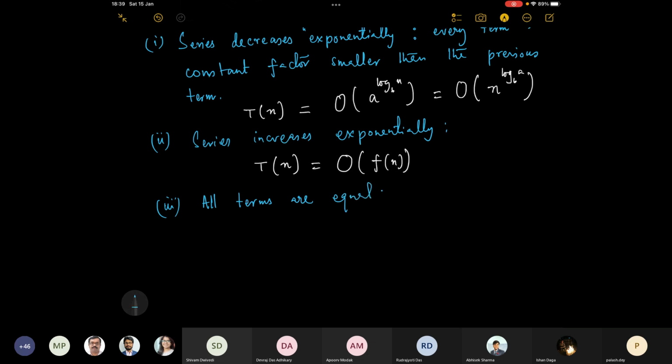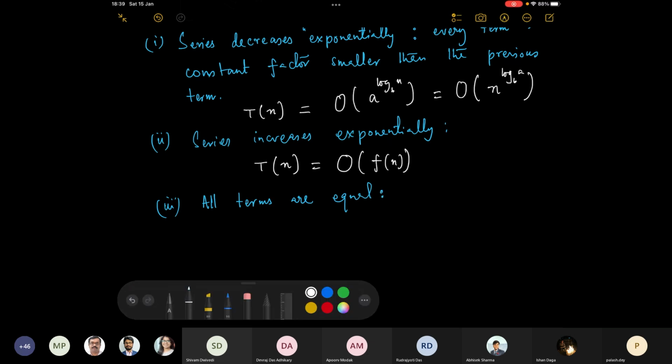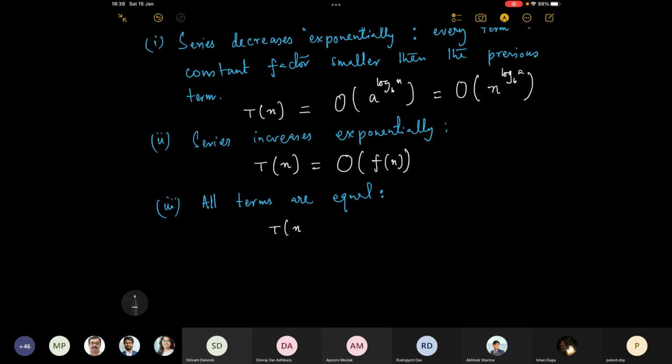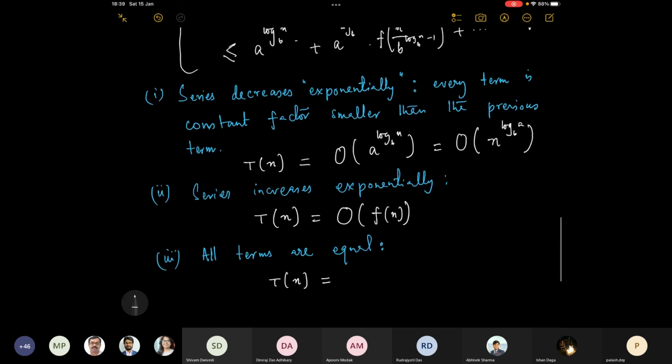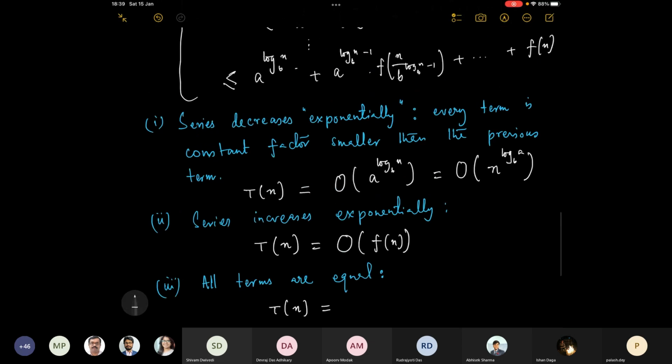Which was the case for merge sort. Now, if all terms are equal, what will be the complexity? What will be Tn? What is Tn if all terms are equal?